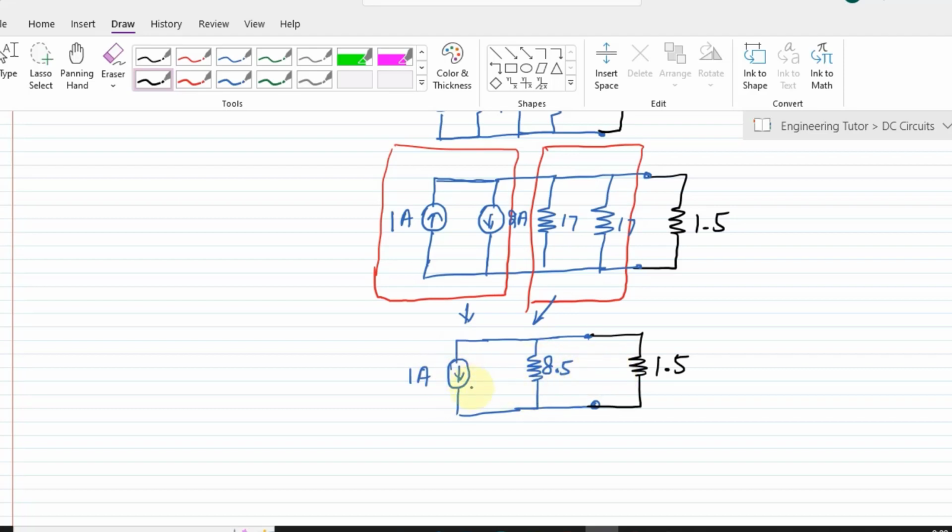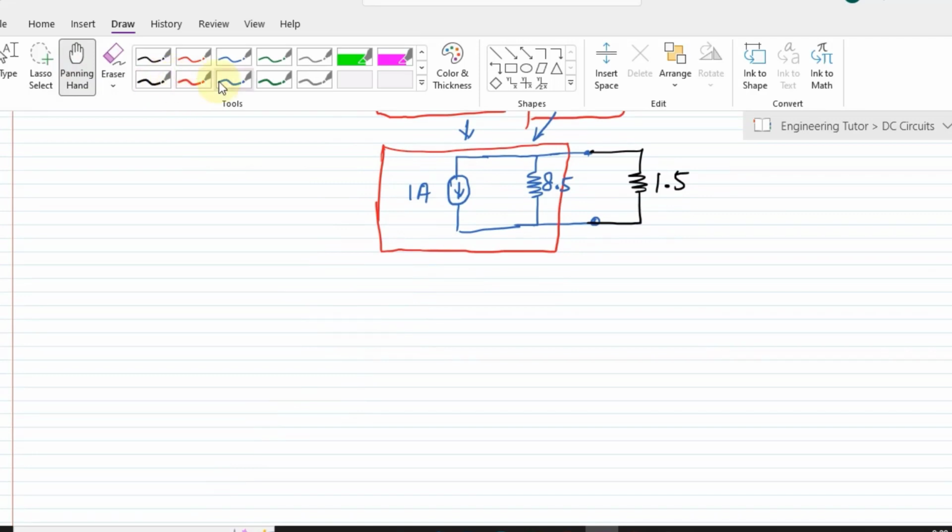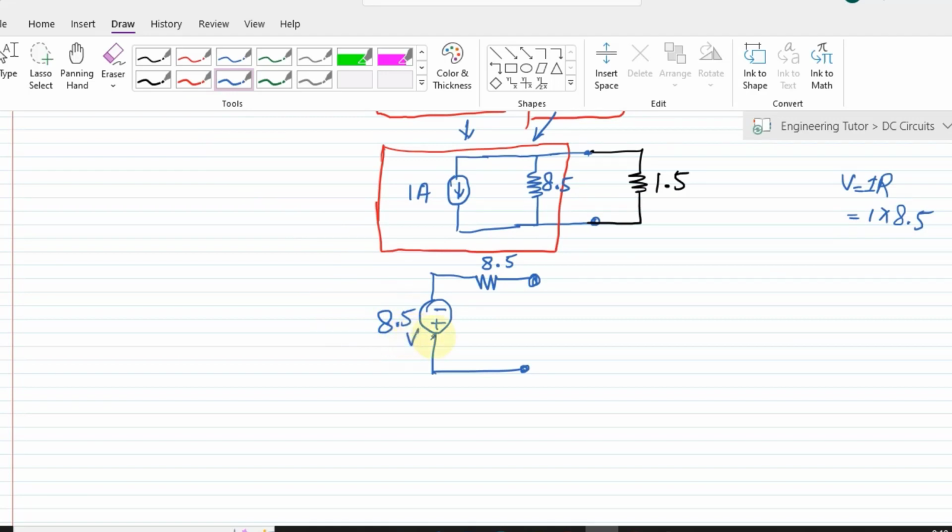So in order to find the current here, I can transform this current source again into a voltage source here. Again I can see that the same resistor will be in series with this one, so it would be 8.5 ohm. The polarity of it will be like this, this will be plus, this will be minus. So now what will be the value of this voltage source? Again I know that V is equal to IR. The value of I is 1, the value of R is 8.5. So the value of it will be 8.5 volts.